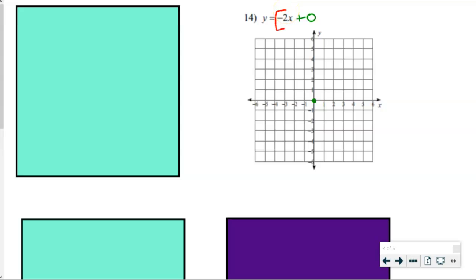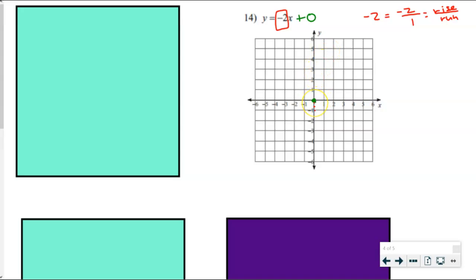Negative two. Yep, negative two, which is better as a fraction. So negative two. Eyes on the screen, please. This is important. You guys all caught it, but let's make sure we really emphasize it. Negative 2 is negative 2 over 1. So that means I have a rise of negative 2 and a run of positive 1.